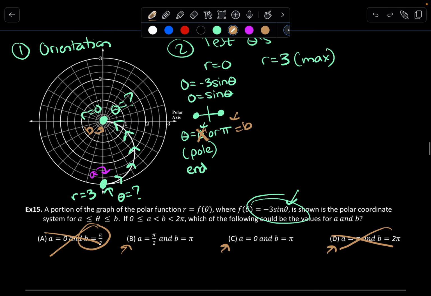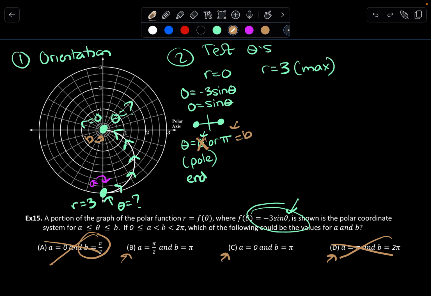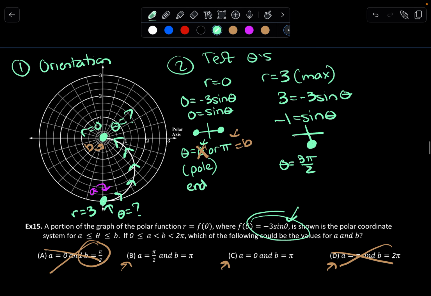Okay, so now let's figure out what angle can we find that has a maximum radius of 3 that is less than pi. So we'll set 3 equal to -3 sine theta. Divide both sides by -3, we get -1. All right, and then on the unit circle, we have one angle. It is going to be theta is equal to 3 pi over 2. That's unfortunate because we need an angle that is less than pi, but 3 pi over 2 is not less than pi. So this will not work, okay?